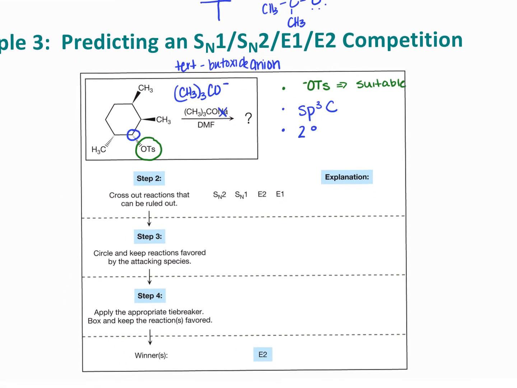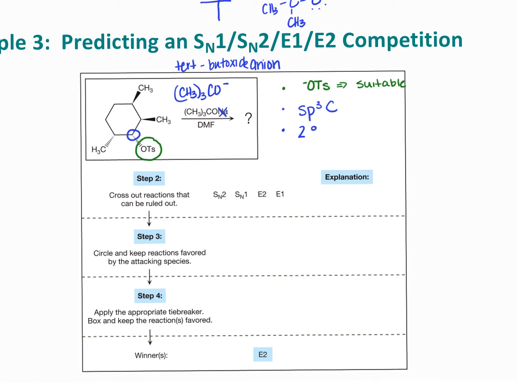All right. So that's our attacking species. And so it's got a negative charge on it. It's a great attacking species. And so we would expect that this reaction would occur. Okay. So we've done step 1.